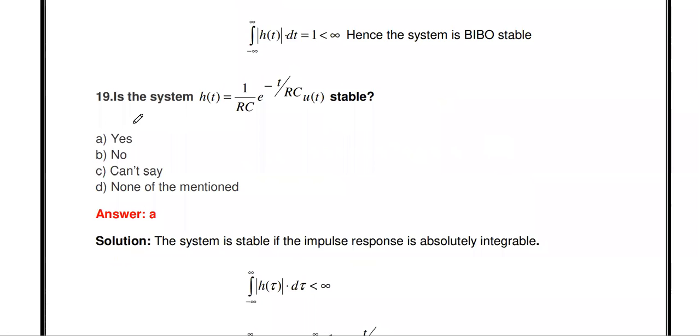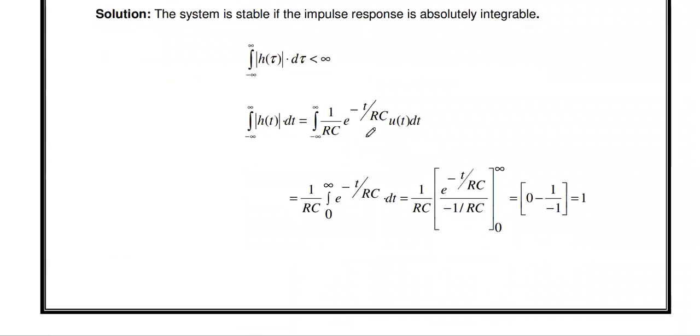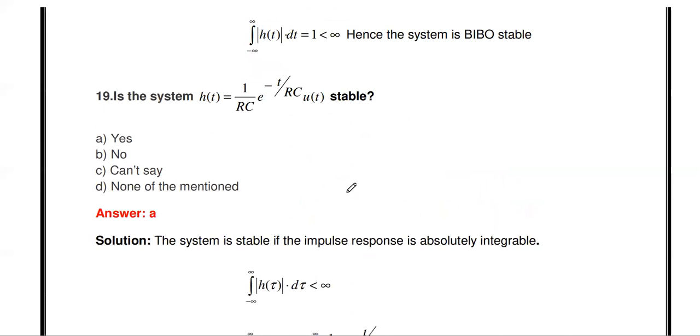Then the next one: is the system h of t equal to 1 by RC e power minus t by RC u of t stable or not? In the same way, we substitute the h of t value. Here 1 by RC is a constant, so you take it outside. By the use of u of t, we restrict the integration limit to 0 to infinity. Then you integrate: e power minus t by RC by minus 1 by RC. Here 1 by RC cancels. Then substituting the upper limit 0, minus substituting the lower limit, the answer is 1. So the system is stable, yes.